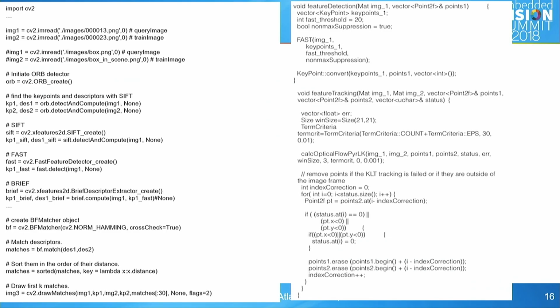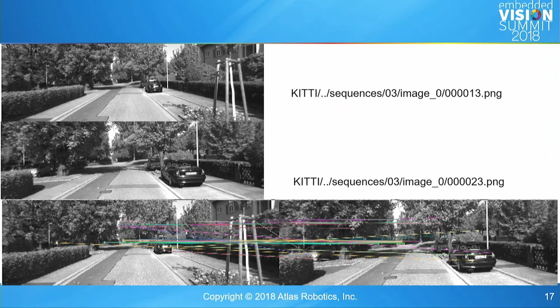I'm not going to go into details of how we actually do it, but what you see on the left is the Python OpenCV interface, and the one on the right is the C++ code. They don't have long lines. It's pretty easy to use. And if I show you the KITTI dataset example, this is the way we extract and track pictures over time while the car is moving forward.